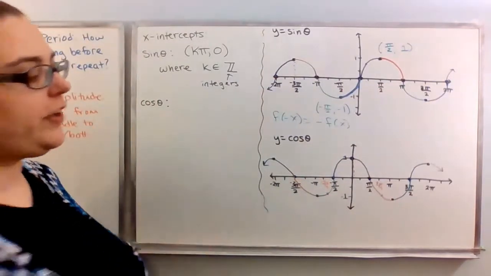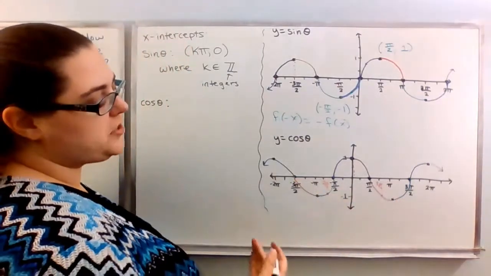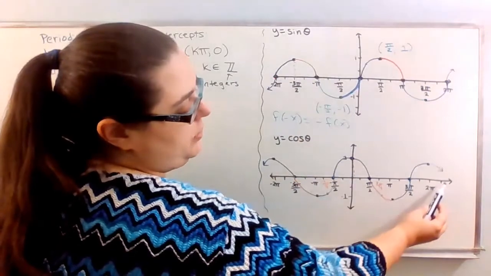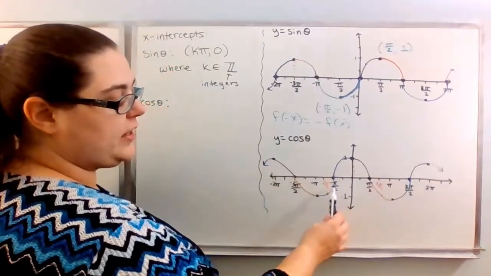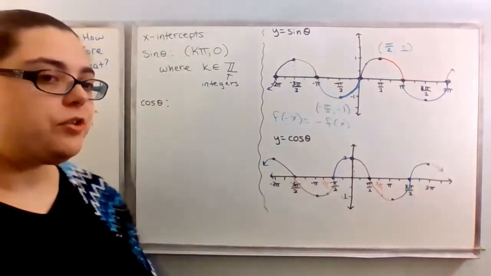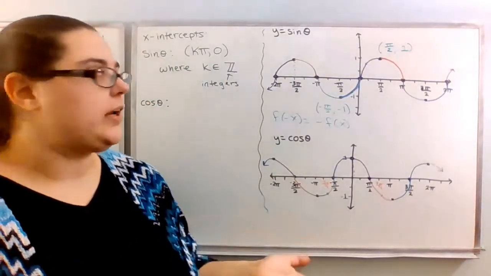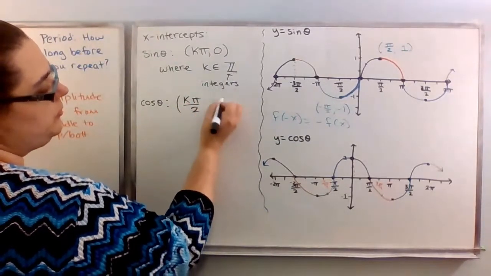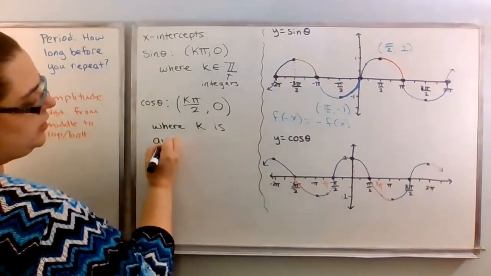For cosine of theta, if I look at what's happening at the pi's, I'm not at the x-intercepts. So we're going to have different values for our x-intercepts for cosine. Here we're hitting at pi halves, 3 pi halves. The next one will be 5 pi halves, and then 7 pi halves. And if we move to the left, negative pi halves, negative 3 pi halves, negative 5 pi halves, and so on. So there are a few different ways that you can represent this. The most concise way to write it that I prefer writing it for myself is to write k pi over 2, where k is an odd integer.